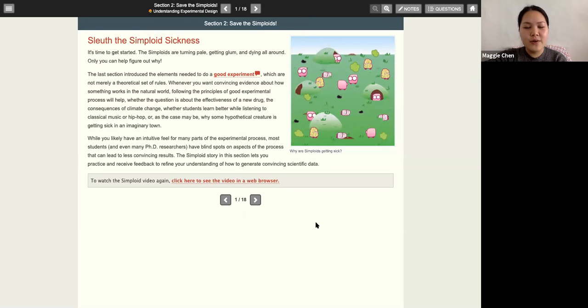Okay, so our case study now is that we're trying to save the symploids. The symploids are these little creatures that only eat grass. They're in this area and they're affected by something. We don't know what they're affected by, but they are getting sick and they are dying and we don't know why. We are trying to figure out why they're dying.